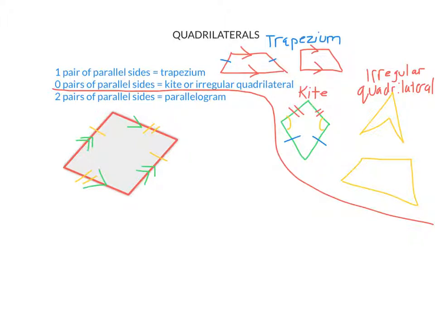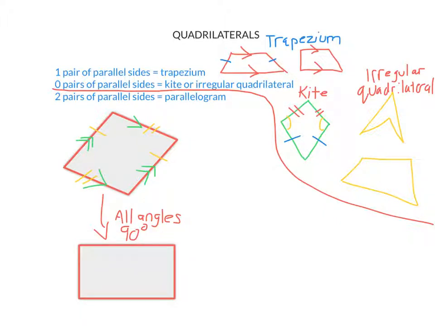So this is what a parallelogram looks like, but there are special types of parallelograms. So if a parallelogram has all angles equal to 90 degrees, it has a special name. So this shape here is a parallelogram.